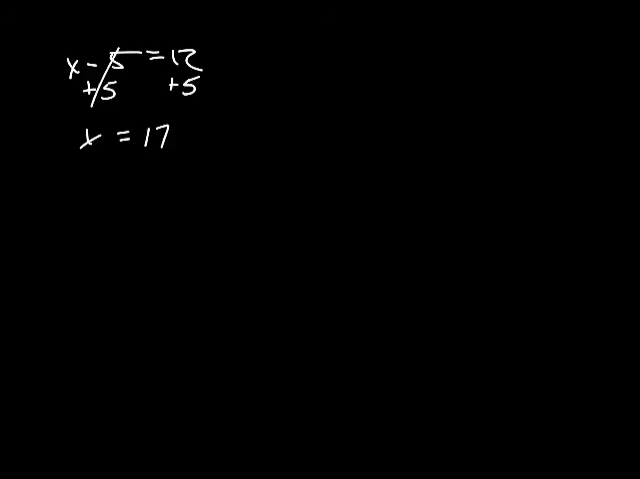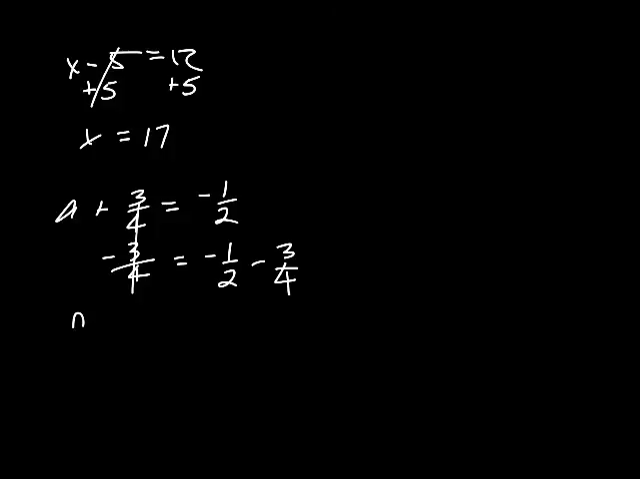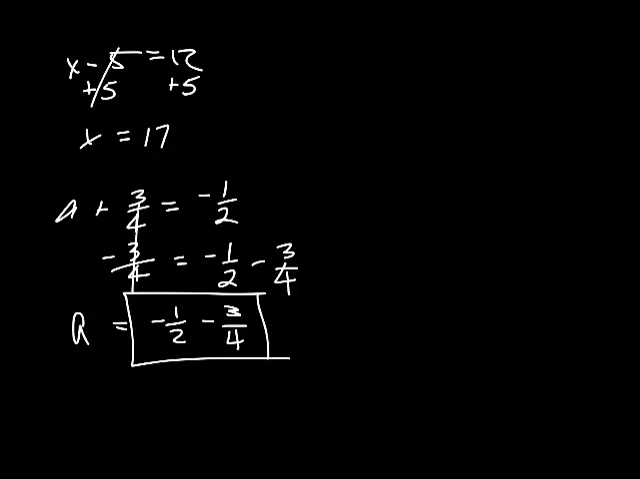If you look at example 5, we have a plus 3/4, and we're saying that that equals negative 1/2. So in order to get this a by itself, which is our goal here, we're going to have to subtract 3/4 from here, which will make that go away, and then subtract 3/4 from here. So a equals negative 1/2 minus 3/4. And in order to do this subtraction here, we have to find common denominators. The common denominator of 1/2 and 3/4 would be the 4.